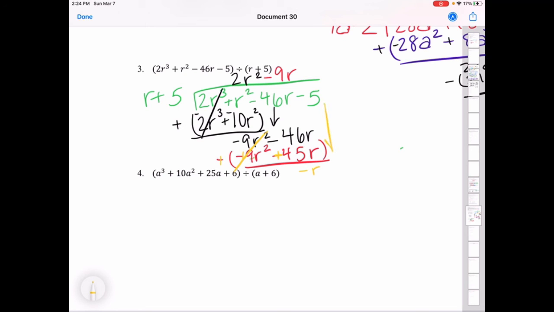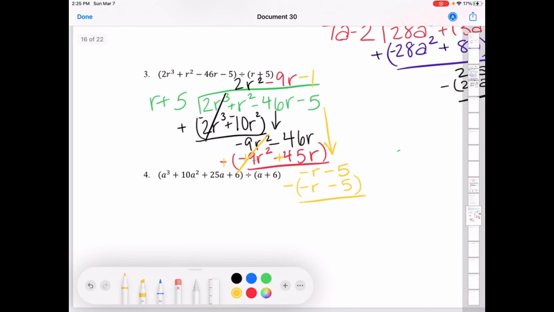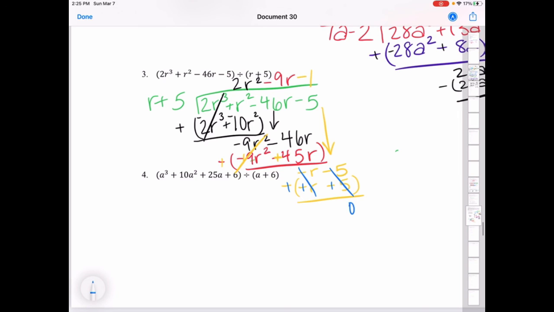I'm going to bring down the negative 5. And to get negative r, I'm going to multiply by negative 1. So negative 1 times r is negative r. Negative 1 times negative 5 is negative 5. Remember, you're subtracting this. So this becomes plus a positive. These both cancel, and you have no remainder. So your answer is 2r squared minus 9r minus 1.